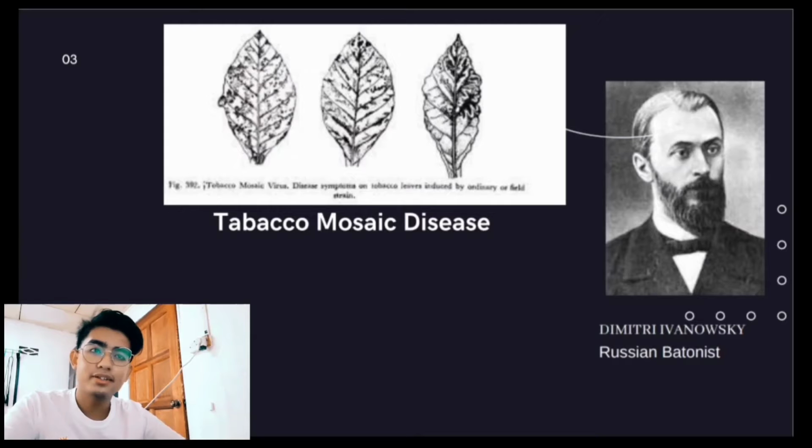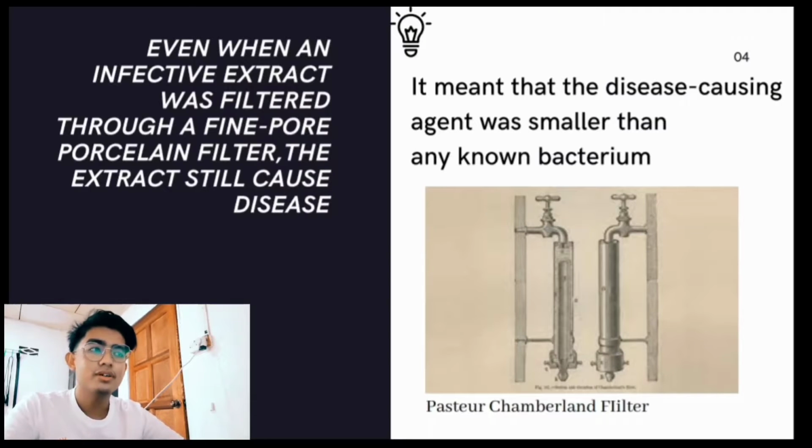So, in 1892, Dmitry Ivanovsky, a Russian microbiologist, was studying tobacco mosaic disease, which causes damage to the leaf and fruit of tobacco plants. He noticed that even when an infected extract was filtered through a fine pore porcelain filter that retained bacteria, the extract still caused disease. So this satisfied Pasteur's belief because it meant that the disease-causing agent was smaller than any known bacterium.